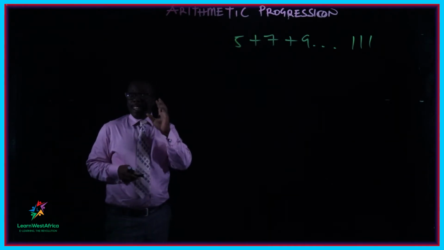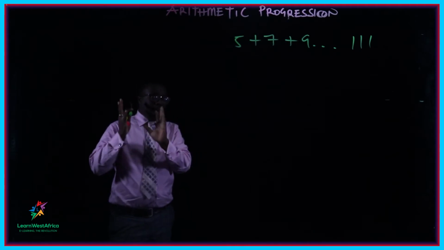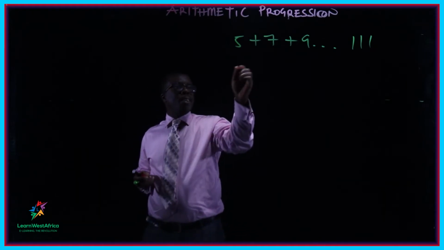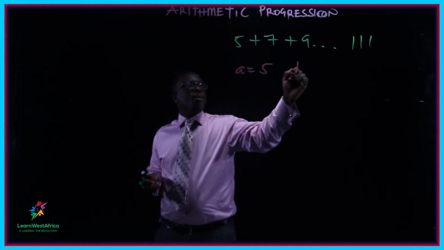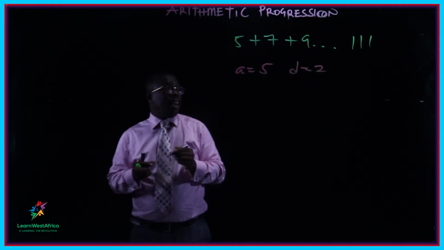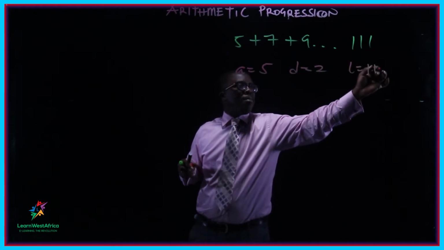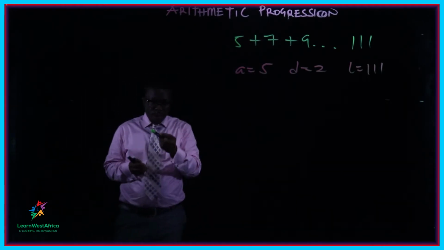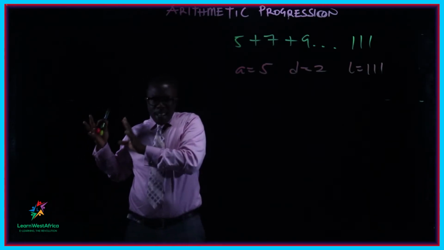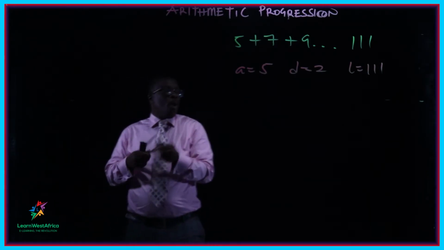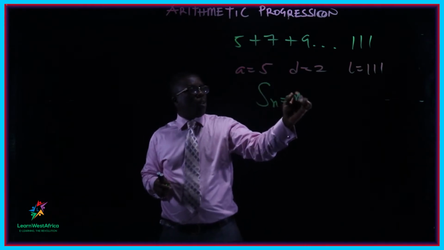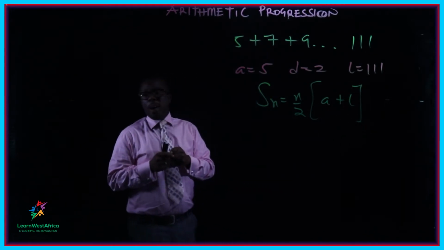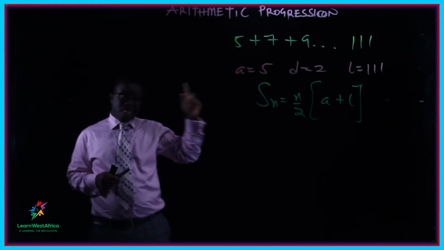Now, let's look at some of the key components that we find with this particular AP. Here, we can clearly see that its first term is given as 5. The common difference will be 2. And we also have the privilege of having the last term, 111. Remember that from your studies, we know that when the last term is given in an AP and we want to find the sum, we can go with the expression Sn is equal to n over 2, then a plus L, where a is the first term, L is the last term, and n is the number of terms.